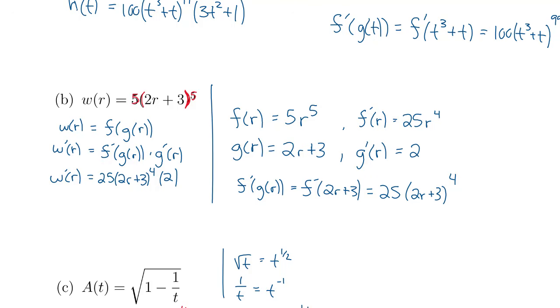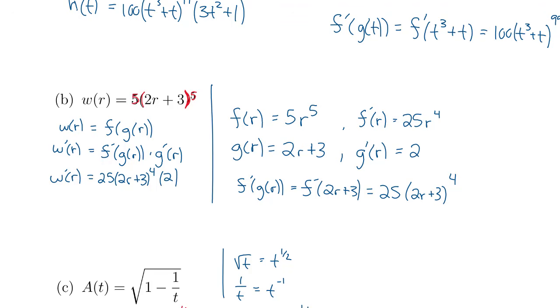So this example is very similar to part A. The only maybe new part of this example is that we have a coefficient out front, but nonetheless we can still use the parentheses to give us a good choice for our inner function. In this case, we're calling it g of r. So we choose g of r to be our inner function, 2r plus 3, and that leaves our outer function to be 5r to the 5th. Again, we write the definition of the chain rule, and so that reminds us that we need f prime and g prime, so we evaluate those using our functions and derivative rules, and from there we make the substitution.